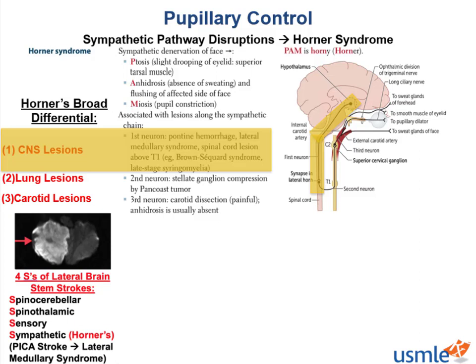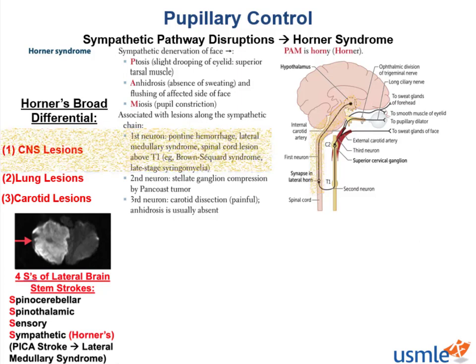The features of a lateral medullary syndrome can be recalled with the 4 S's: spinocerebellar, spinothalamic, sensory, and sympathetic impairments. This usually occurs secondary to a PICA, a posterior inferior cerebellar artery stroke.